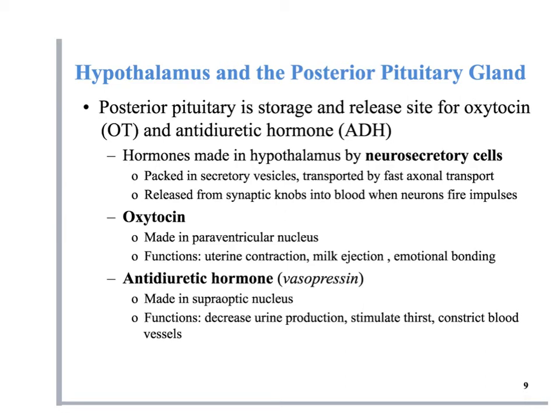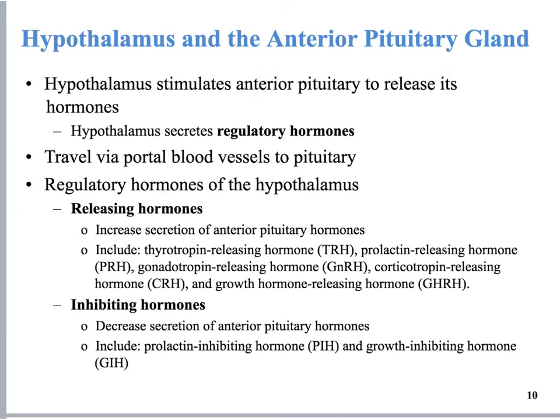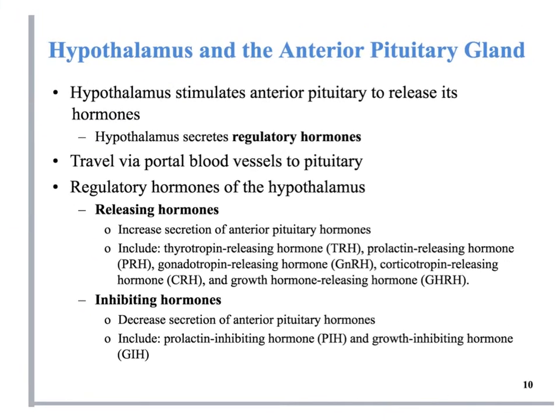Antidiuretic hormone helps to decrease urine production, stimulate thirst, and constrict blood vessels in response to different ion concentrations in the blood. So what would its target organ be? It'll work on the kidneys, and also some other target organs. We'll talk about that next semester when we go through the urinary system. All right? So let's continue with our hypothalamus and anterior pituitary gland.